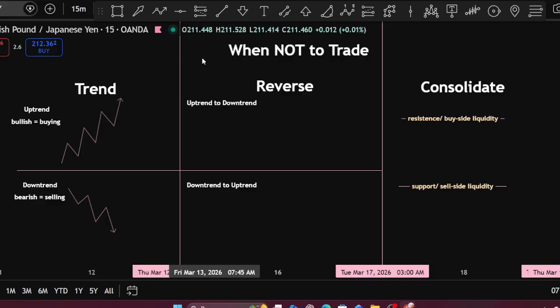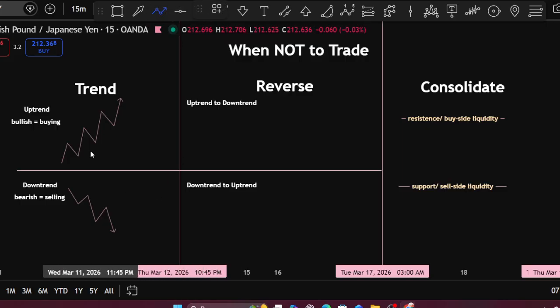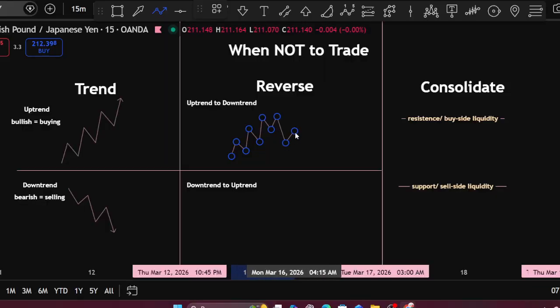All right, so now a reversal, meaning that at first it was going higher, it was trending bullish, it was buying, but then it started to sell. So at first we were buying, then you get to a point, maybe it consolidates a little bit, but then eventually it starts to sell.